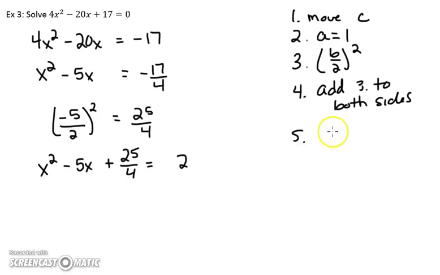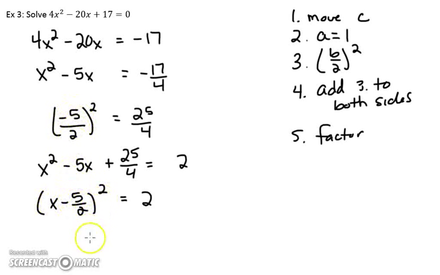Step 5 is going to be factor. And if you do this correctly, you don't have to think about how this thing factors. What you square, in this case negative 5 halves, is always going to be here. So negative 5 halves, so it's x minus 5 halves. If this were a positive 5 halves, this would say x plus 5 halves.